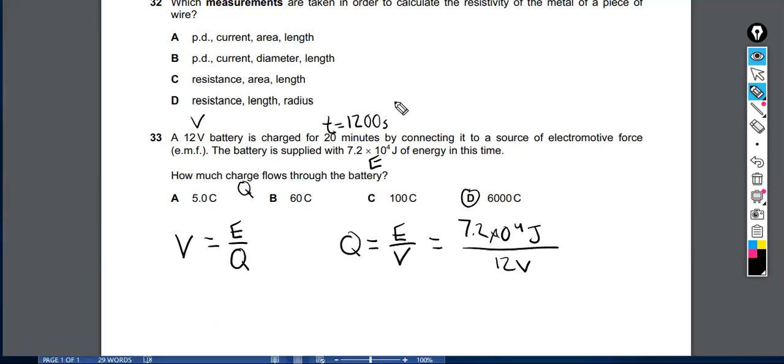We did not need to know this time. We didn't need to know it. Power is the rate at which one form of energy is converted to another. We know that there's 7.2 by 10 to the 4 joules of energy, and 1,200 seconds of time. But I want to use the time in my calculation. 72,000 divided by 1,200 is 60.